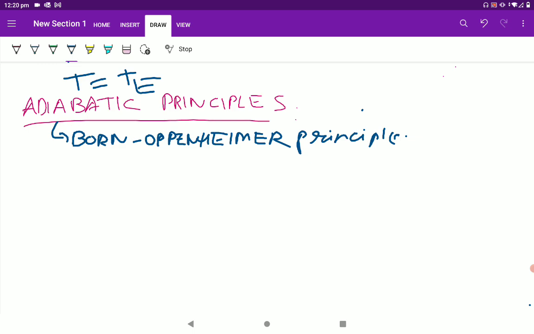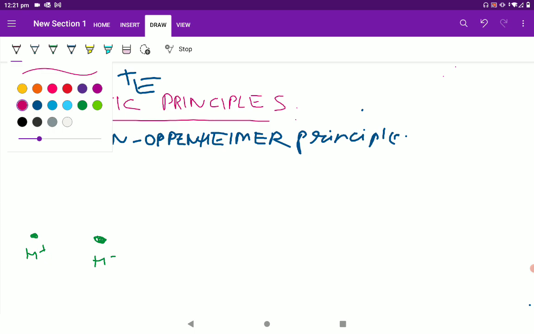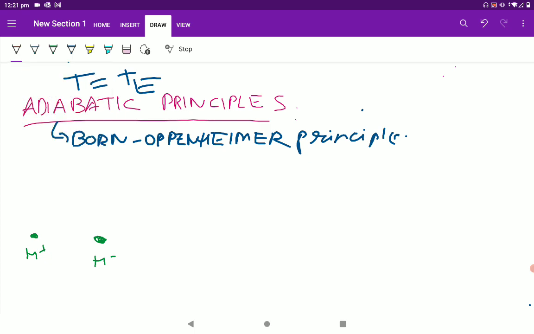Which is the simplest system and where we have vibration of ions and electrons. So basically we have two protons and one electron.